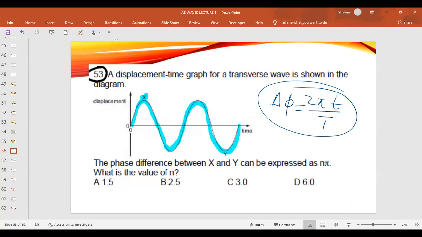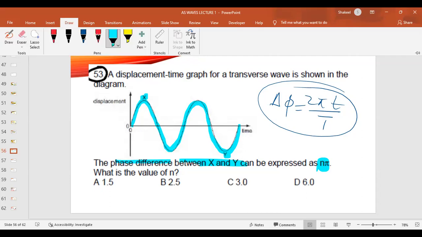It's having point X and point Y, and they ask you to find the phase difference between point X and Y, which can be represented as n pi. So that's asking you what is the value of this n over there. Well, first I can tell you the shortcut way.